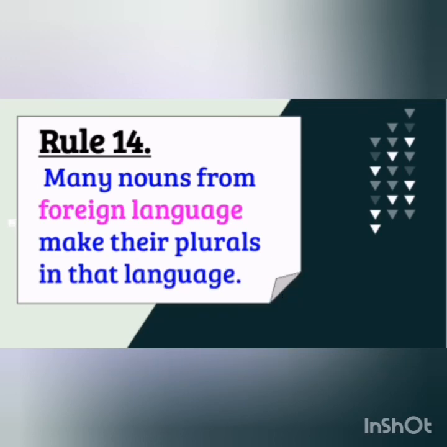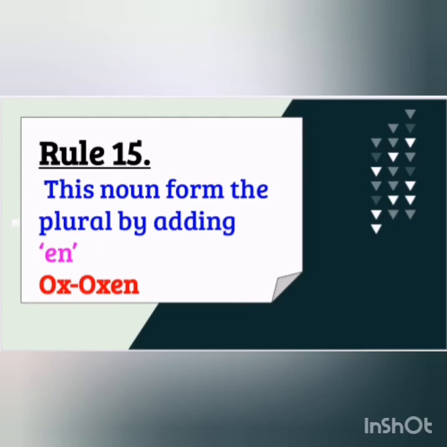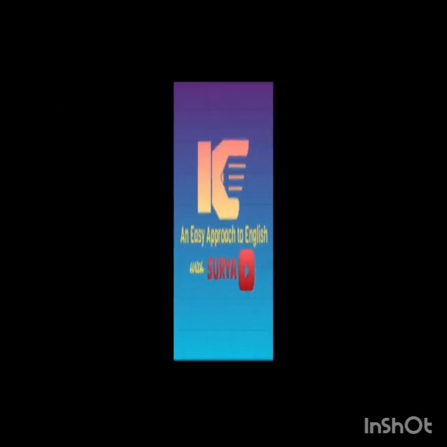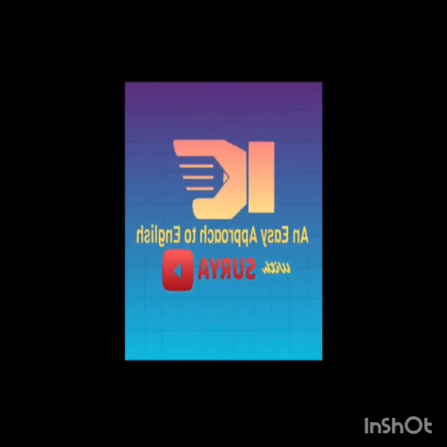Now one more rule is that there is one word, that is ox, in which the singular is ox, but when we make it a plural one, we add en to that. Understood? Now these were all the 15 rules. I hope you all have understood the rules. Now you have to do more and more practice to understand them. Okay? Thank you.